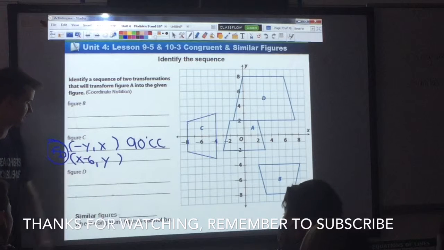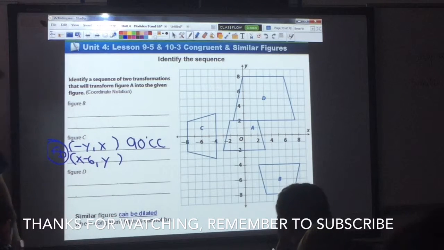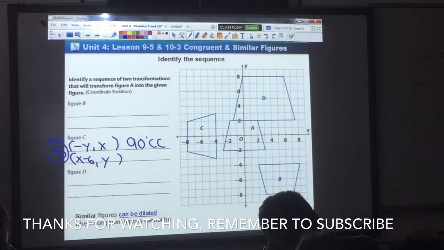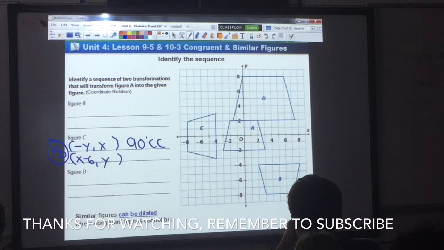All right, and don't forget similar figures can be dilated where congruent figures cannot be dilated. Any questions on this? Any questions? What's up?